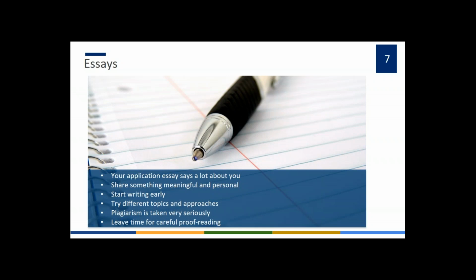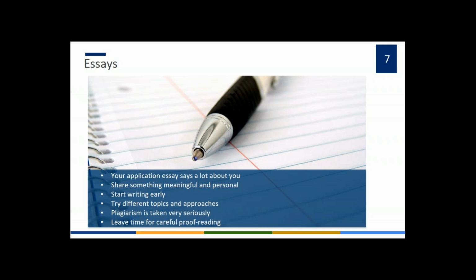We always suggest that students start writing early. That means in junior year, they should start brainstorming, maybe writing some practice essays, trying different topics and approaches. Plagiarism is taken very seriously. So as students are brainstorming, it might be tempting sometimes to look up essay examples online, and it's fine to look at examples and read them, but a lot of colleges and universities do have software now to check for plagiarism. So they can check if a student's essay was submitted by lots of other students or if it was taken off the internet somewhere.